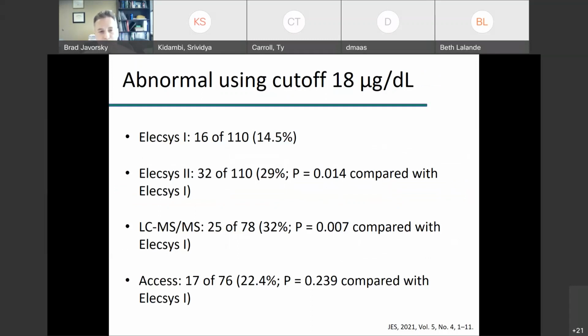Another observation is that if you use 18 as the cutoff on the old assay, 16 out of 110 of our patients would be labeled as having adrenal insufficiency. That's 14.5%. If you used 18 as the cutoff on the newer assays, the percentage of patients who would be considered to have adrenal insufficiency would go way up: 29%, 32%, 22%. So obviously there's the potential for a lot of false positive diagnoses if 18 is used as the cutoff.